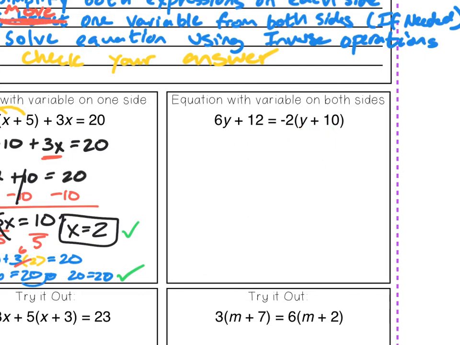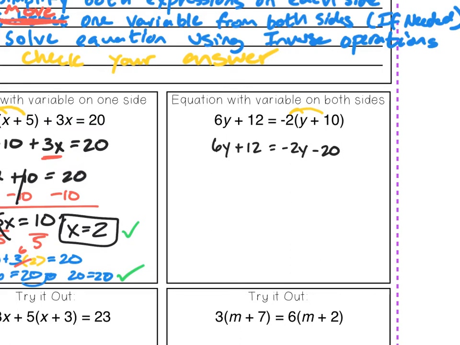Is the right hand simplified? No, we need to take that -2 and distribute it to both things. So you get 6y plus 12 is equal to -2y minus 20. Now, both of these sides are combined and simplified. However, like we looked at, we have y's that are on opposite sides. Well, we need to get all our y's together.